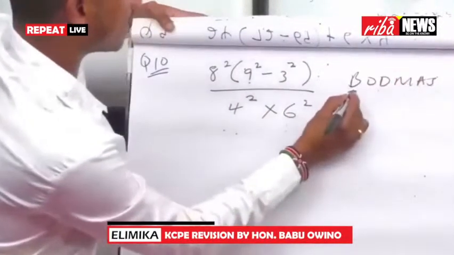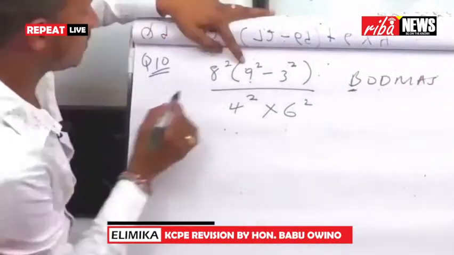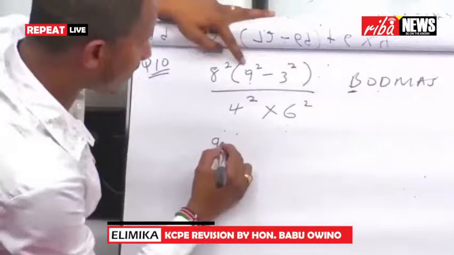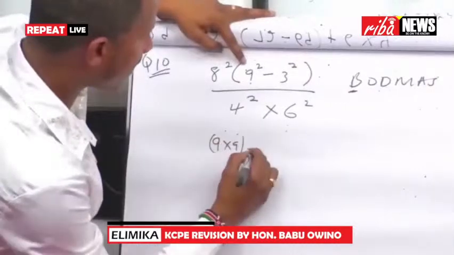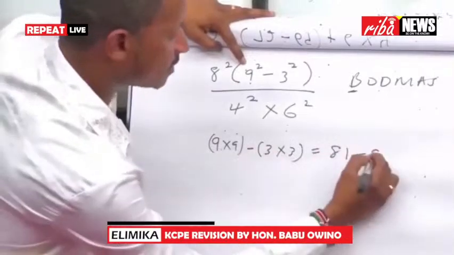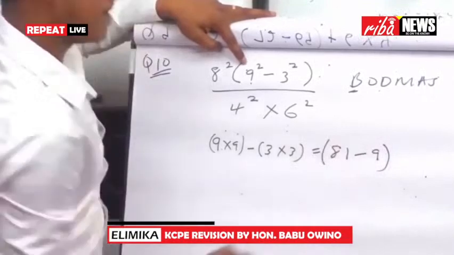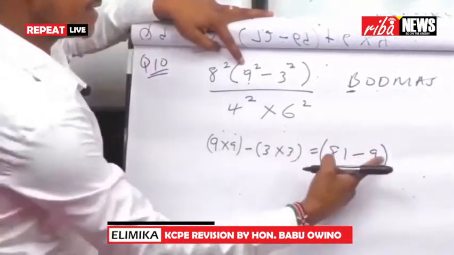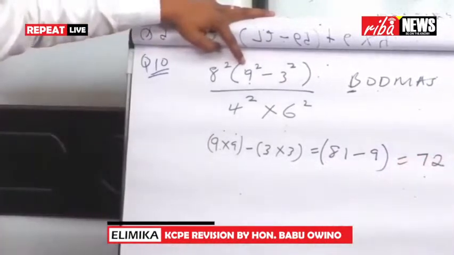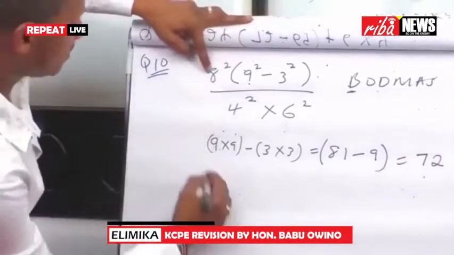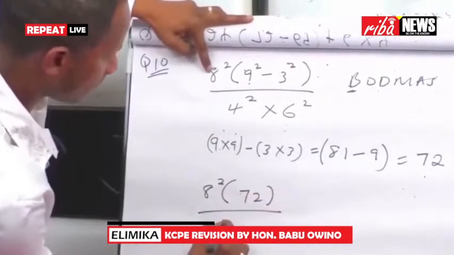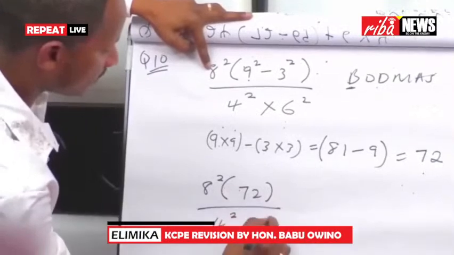So in BODMAS, we have bracket. So what do we have in the bracket? We have 9 squared, which means 9 times 9, minus 3 times 3. 9 times 9 is 81, minus 3 times 3 is 9. So 81 minus 9 is 72. Okay, so let us rewrite: 8 squared into 72 divided by 4 squared times 6 squared.